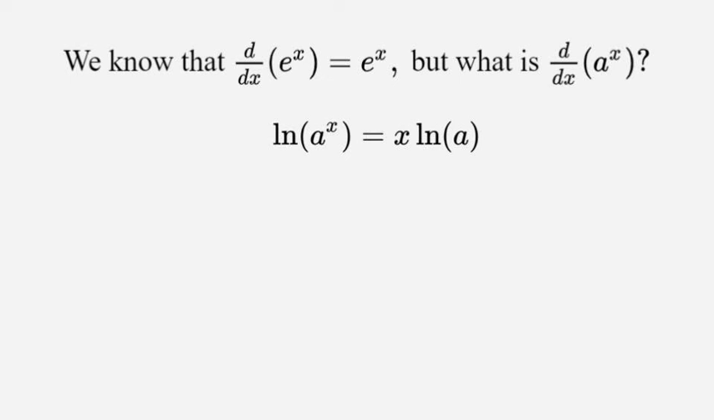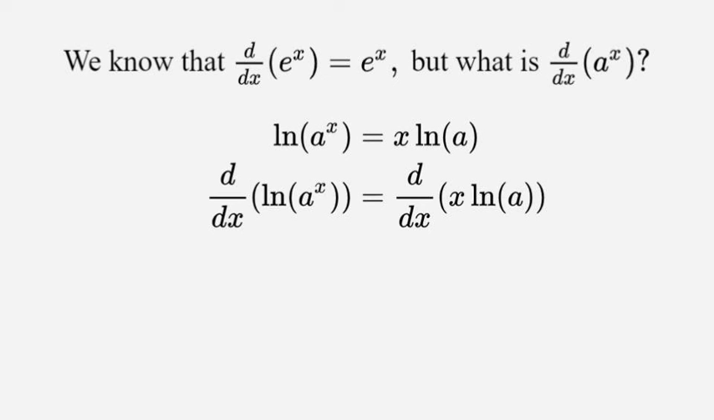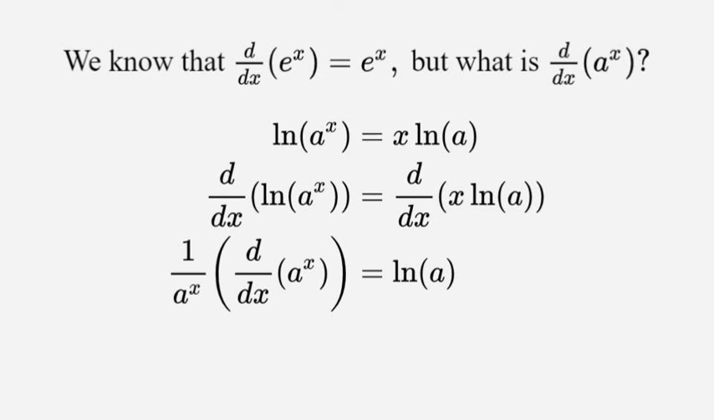Let's start with the natural log of a to the x, and that's equal to x natural log of a. That's just one of the logarithm rules from earlier in the video. Now let's take the derivative of both sides. To take the derivative of the left-hand side, I need to use the chain rule, with my outer function being natural log, and my inner function being a to the x. The derivative of the outer function, natural log, is 1 over whatever is on the inside, and that's 1 over a to the x, just like in the last example.